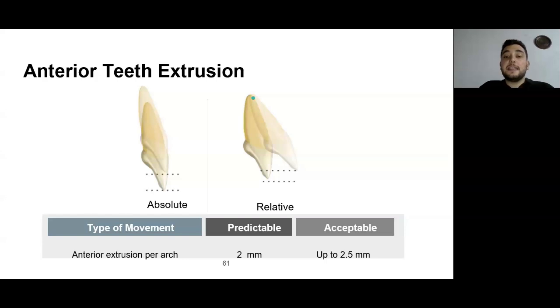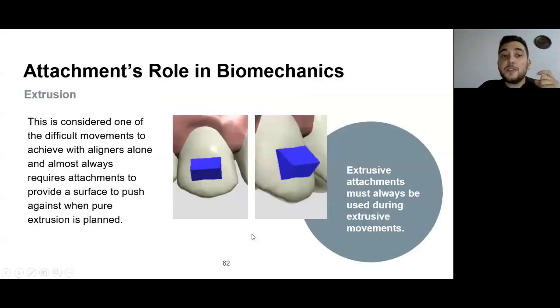Now, extrusion is a little bit more difficult because, as we said, extrusion depends on pulling. If you can imagine, I want to extrude a certain tooth, I'm going to need some pulling factor, which is not present in aligners. We can do around 2 to 2.5 millimeters of extrusion, but this is only achieved with attachments. So extrusion is considered one of the most difficult movements to achieve with aligners alone, and it almost always requires attachments to provide a surface to push against when your extrusion is planned. Using extrusive attachments during extrusive movement is almost a must. I can't emphasize this enough.